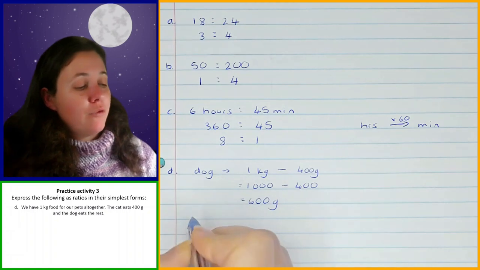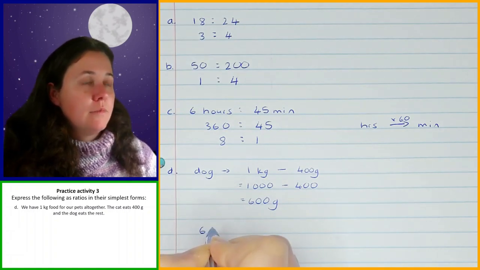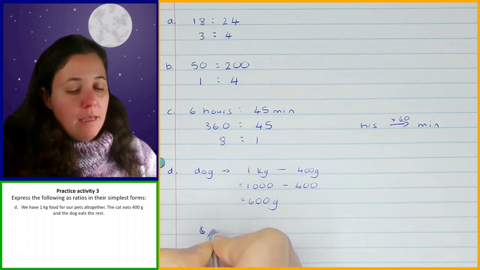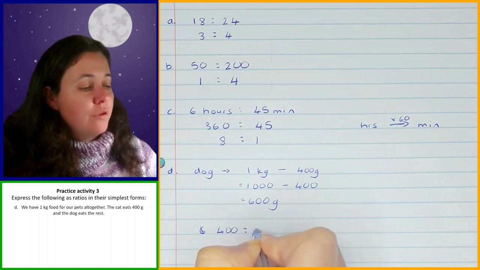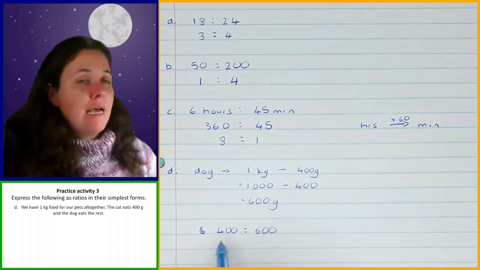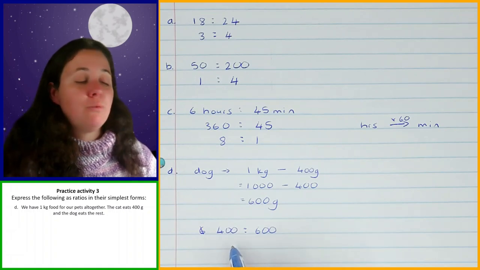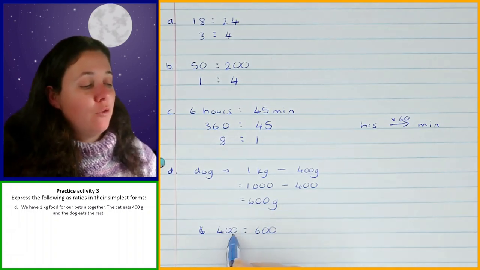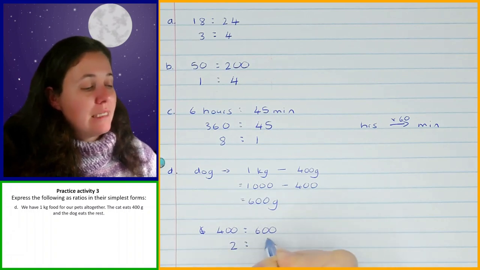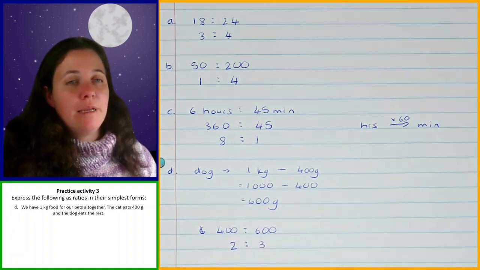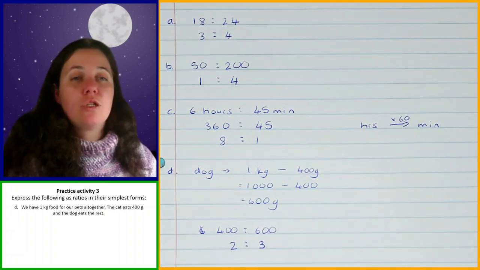So now I can go and make a ratio, and I can say that the dog eats, let's do the cat first. The cat eats 400 to the dog's 600. And now we can go and simplify that. Okay, so both of those are divisible by 200. If I divide 400 by 200, I get 2. And if I divide 600 by 200, I get 3. So that is what my ratio should look like for what the cat eats to what the dog eats.